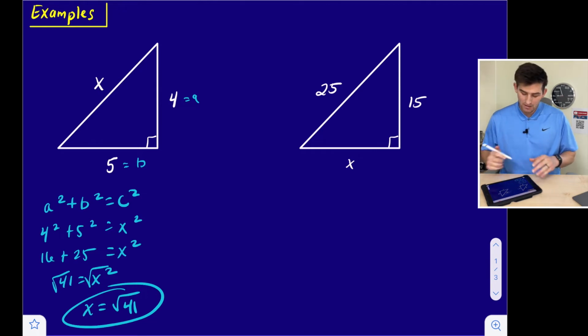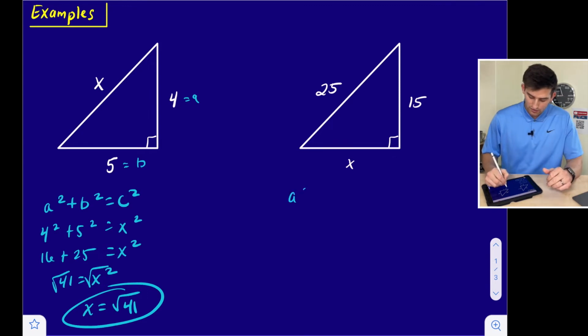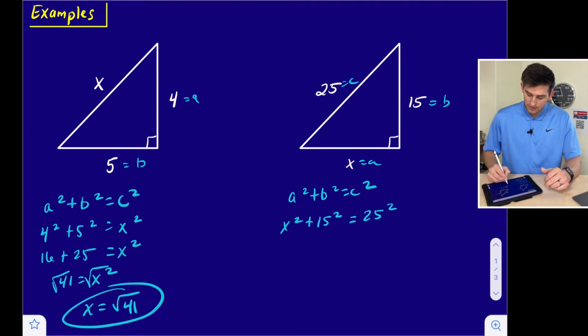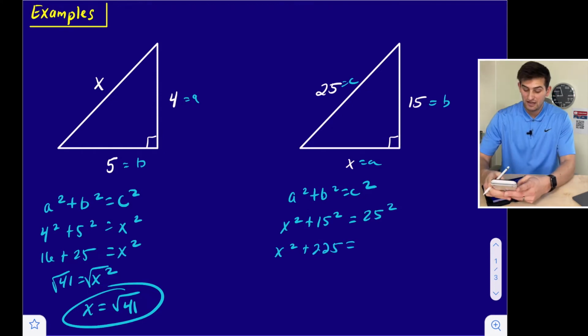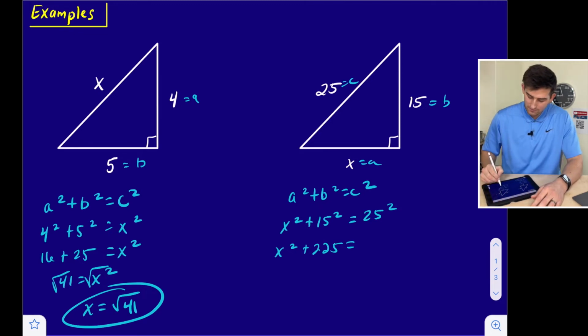All right, and now for this one, we have the hypotenuse given to us, and we don't have one of its legs. So we can use our a squared plus b squared equals c squared and plug in a, b, and c. We're going to say x squared plus 15 squared is equal to 25 squared. So we have x squared plus 225 equals 25 squared, which is 625. I'll give that a little check in the calculator, and that is correct, 625.